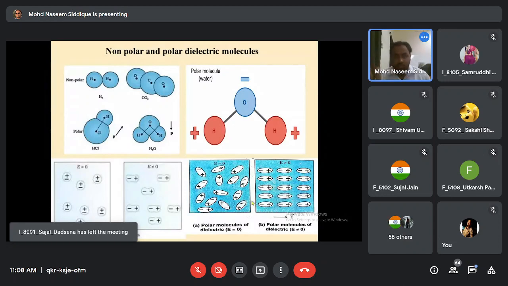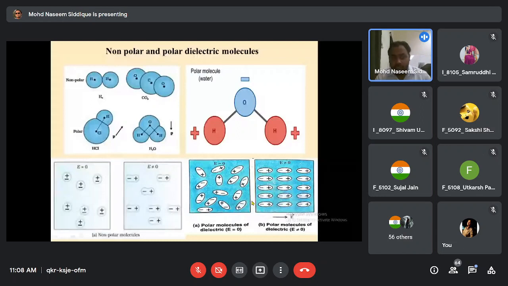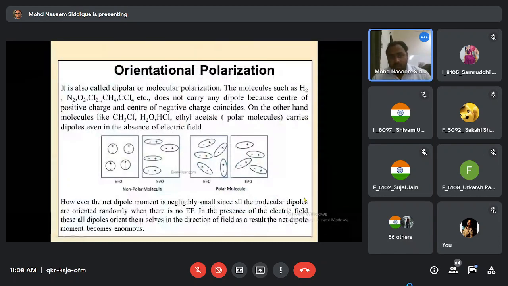Is it clear? What are the non-polar and the polar dielectric materials? A non-polar dielectric material has no permanent dipole moment, but a polar dielectric material has some permanent dipole moment. But we never get that dipole moment because it has a very small value, and we can ignore it. But after applying the field, all the dipoles are oriented in the same direction, and we get the total dipole moment. Now come to the orientational polarization.